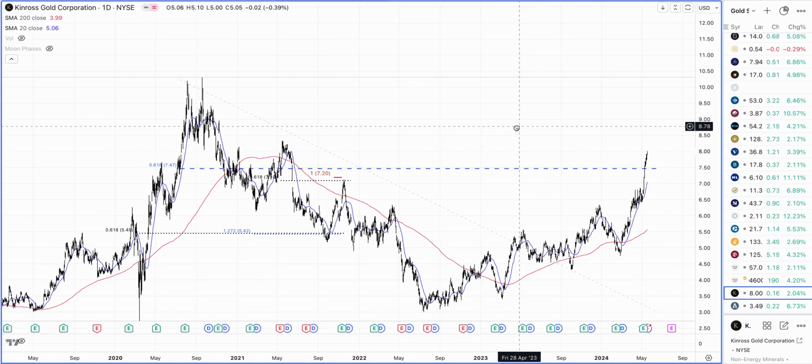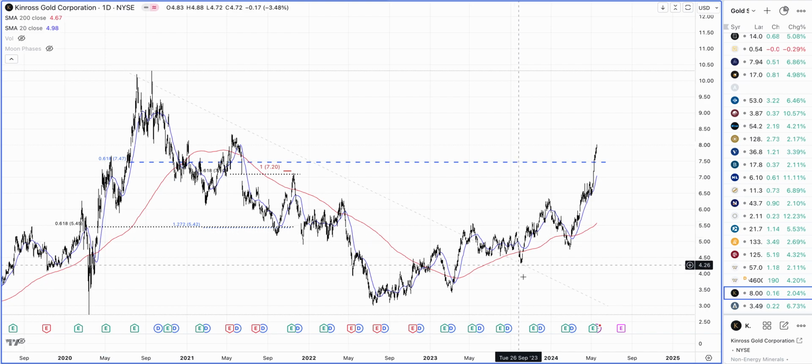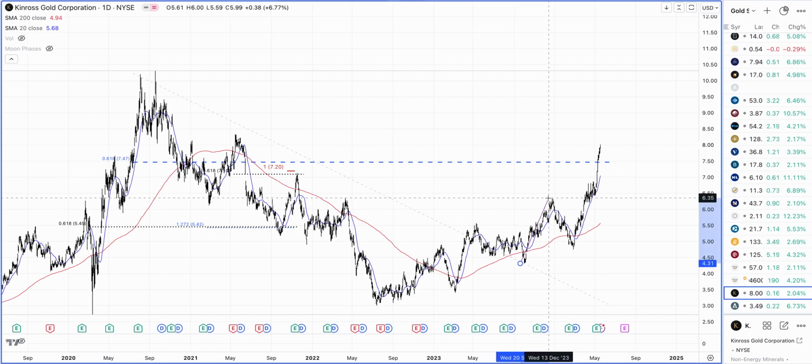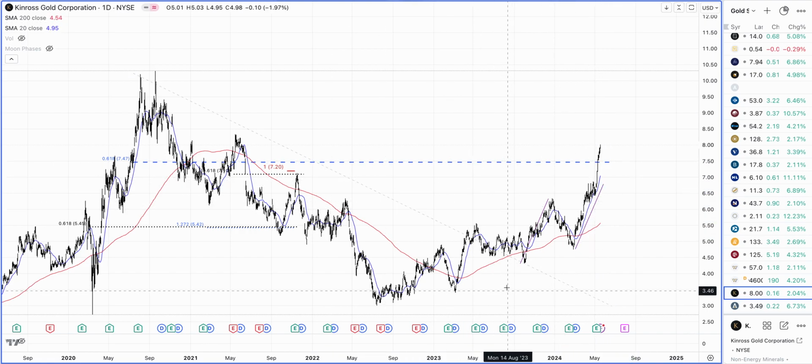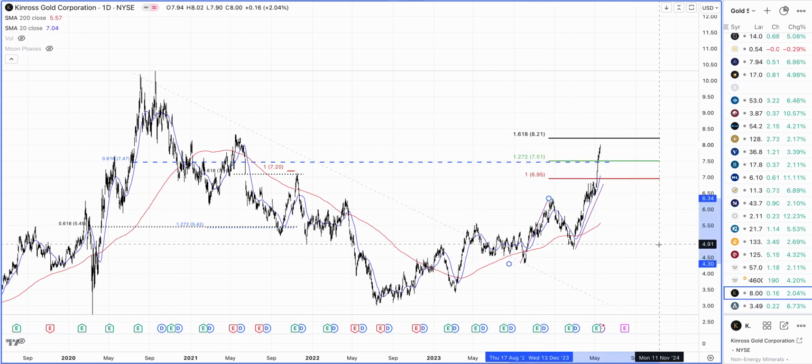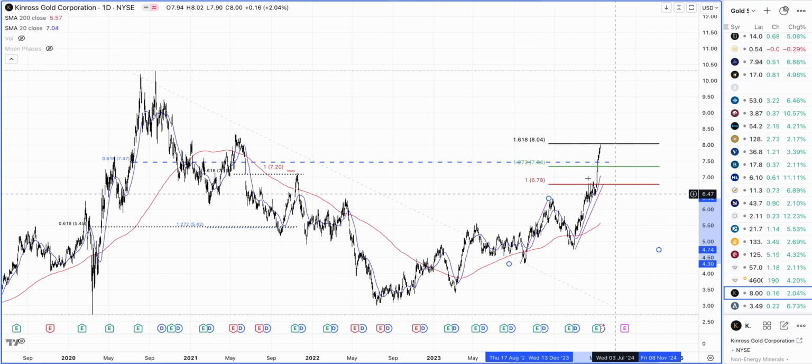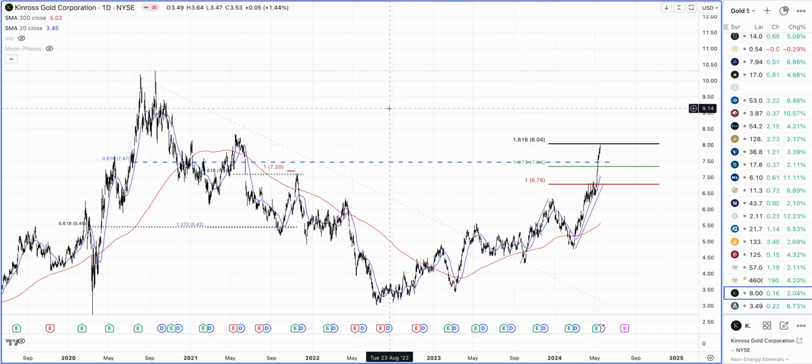Now, in my opinion, it wants to go much higher, and we have several ABCDs here. Let's try to draw them one by one. So this is the smaller one. So actually, it has completed, and maybe it is extended. So I'm gonna use this tool here, and there we go. Right, 804. This is where the 1.612 extension is, or projection rather.